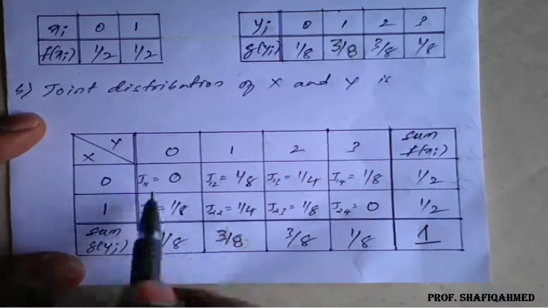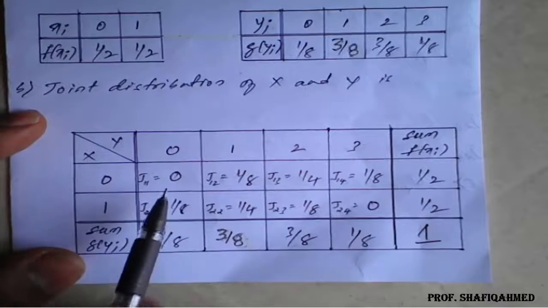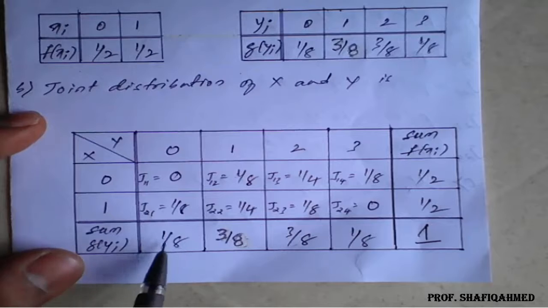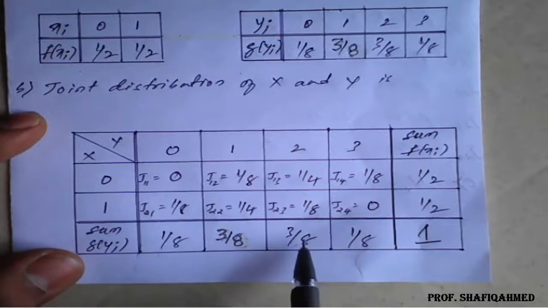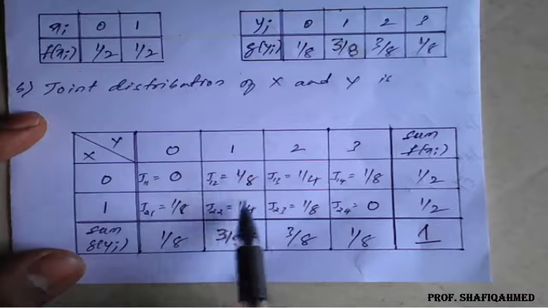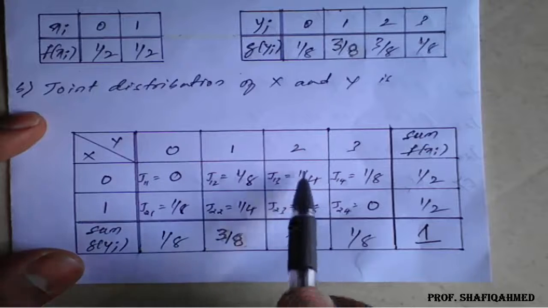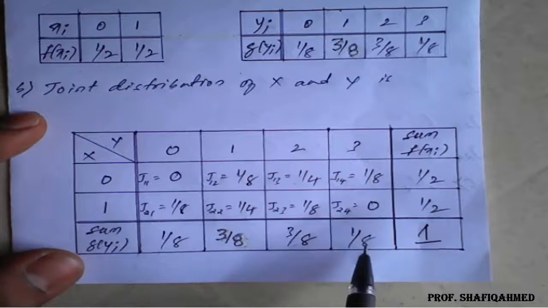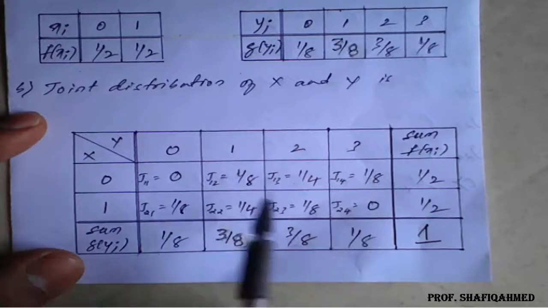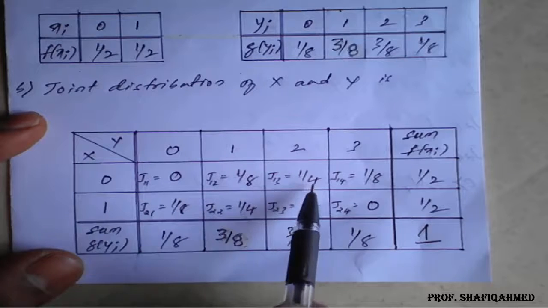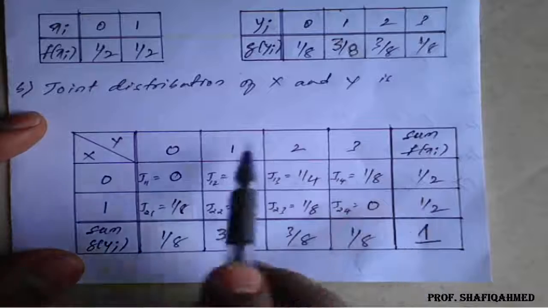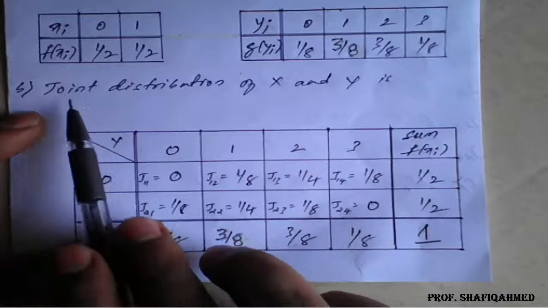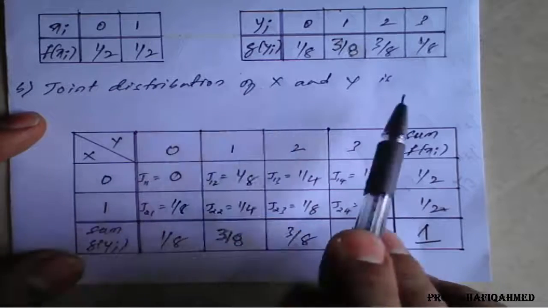You just check whether these values are correct or not. How will you come to know? 0 plus 1 by 8 is 1 by 8, then 1 by 8 plus 1 by 4 becomes 3 by 8. Once this table is constructed, you can see that the additions will be the same. 1 by 8 plus 0 is 1 by 8, and 1 by 8 plus 1 by 4 plus 1 by 8 is 1 by 2. Similarly the addition of these you will get 1 by 2. So this completes the second part, the joint distribution of x and y.